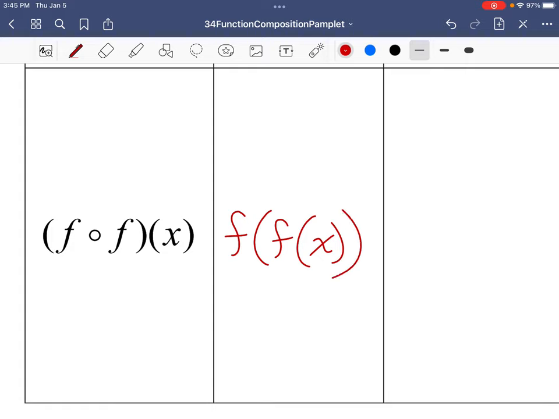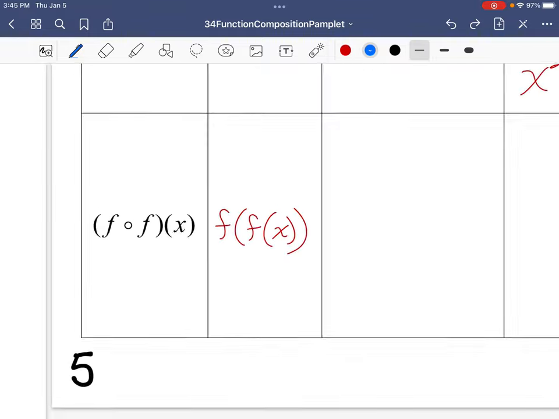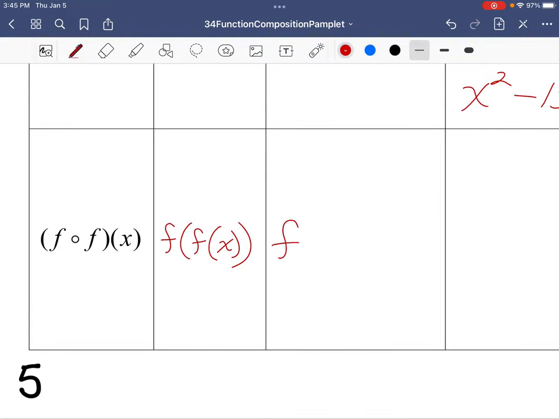f of f of x. What does this really mean? Well, it means you're plugging f into the f function. Let's write it out. My f function from the other page is 3x minus 5.